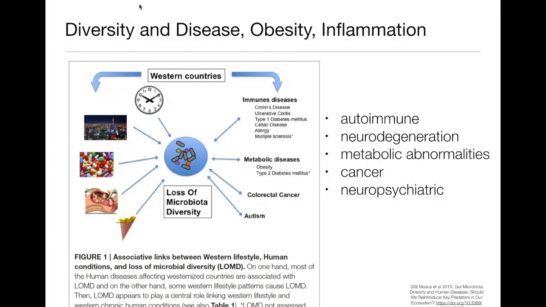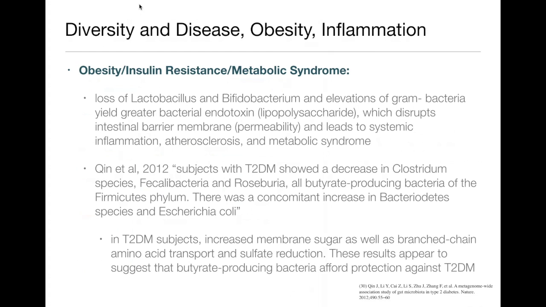But again, autoimmune disease, neurodegeneration, metabolic abnormalities, cancer, neuropsychiatric disorders, those are all things that have been connected to low microbiome diversity or loss of diversity, and it's for a number of reasons. One of the themes you're probably picking up tonight is this connection with diversity and overweight or obesity. So here's how this happens.